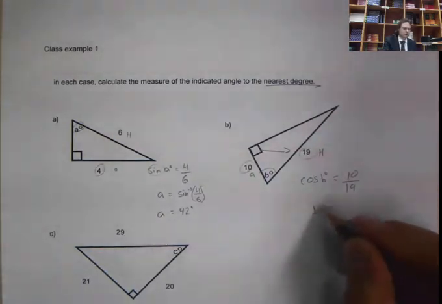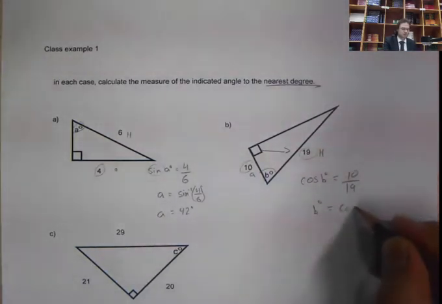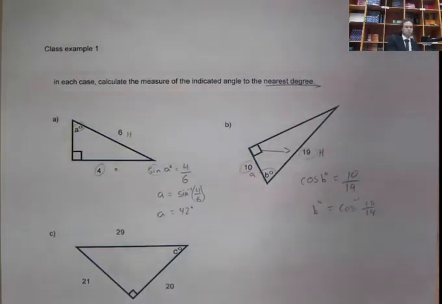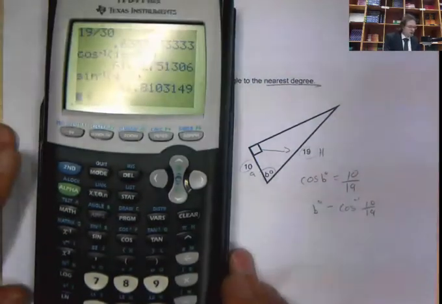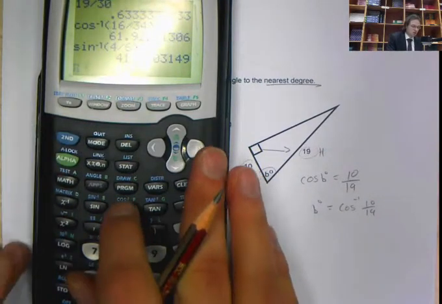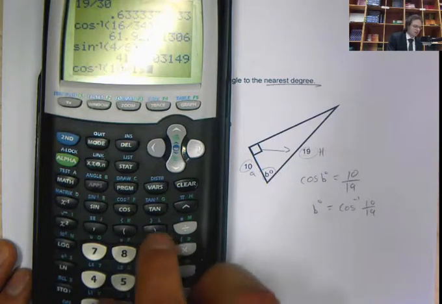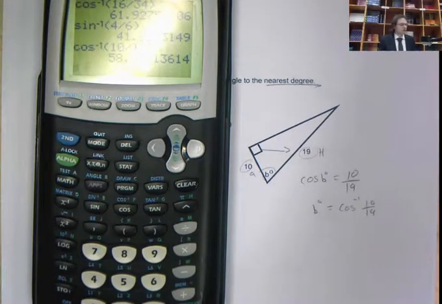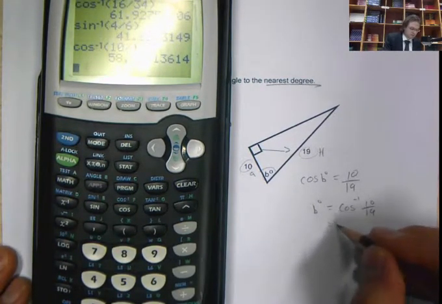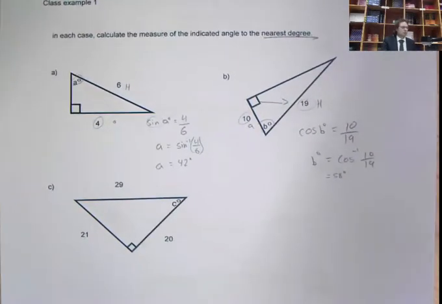So I'm going to get B is equal to cos inverse of 10 over 19. So I just plug that into my calculator. Once again, I hit second, and we're looking at cosine, and I want 10 divided by 19. That's going to give me 58 degrees. Okay? Now let's take a look at my last one here in this set.